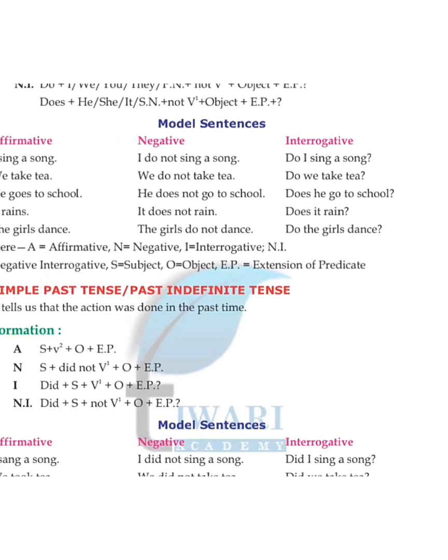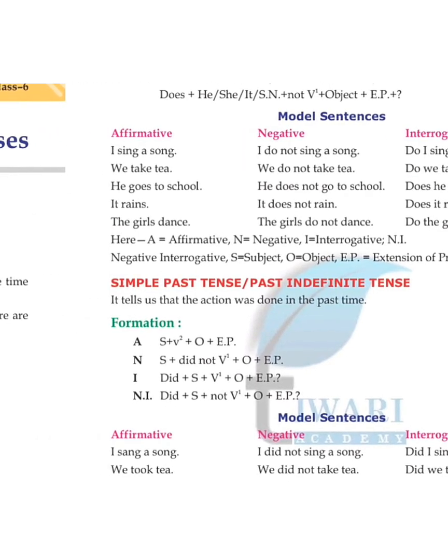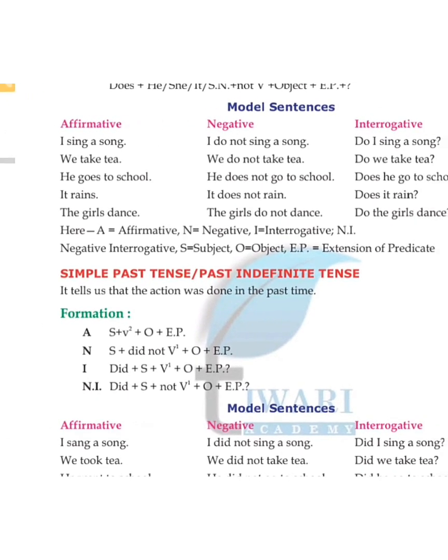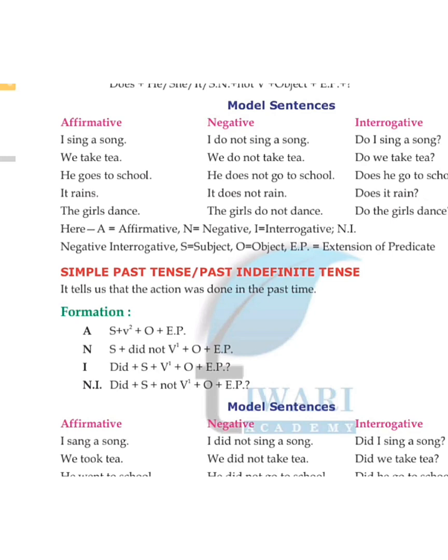Interrogative: do I sing a song, do we take tea, does he go to school, does it rain, do the girls dance. Okay, so here are affirmative, negative, interrogative, and negative interrogative. S is for subject, O for object, EP means extension of predicate. जो predicate होता है that is called an EP.